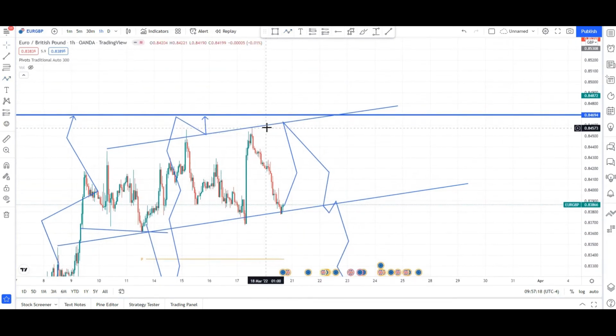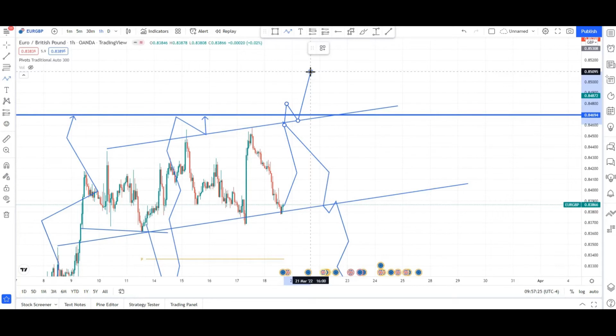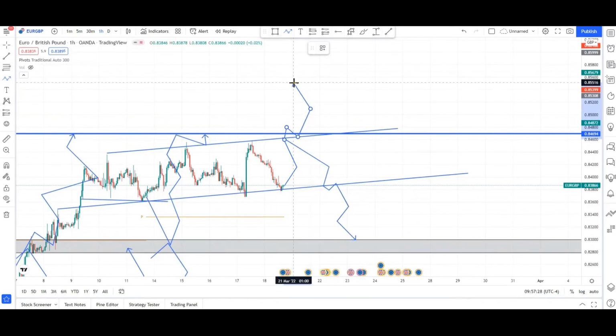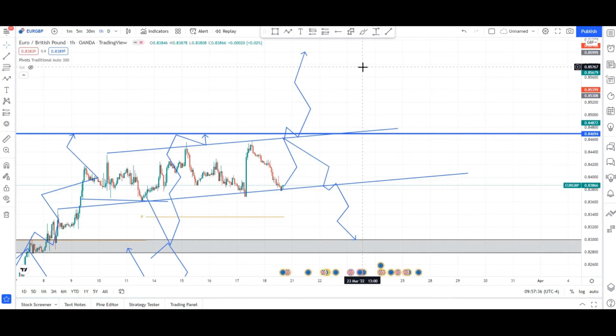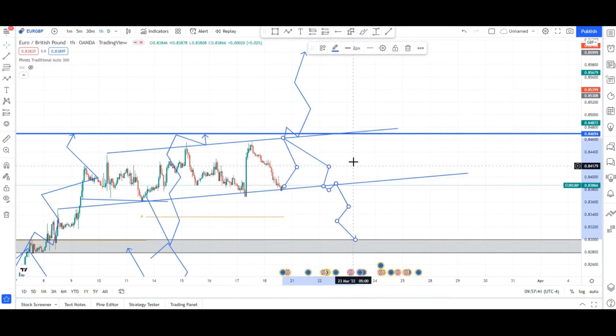If it eventually breaks this upside momentum, and if it breaks then takes support, then our first target will be this, then our second target, third target. These are the first, second, third, fourth and fifth targets. These are the five targets in upside and downside too. So we have discussed Euro versus British pound.